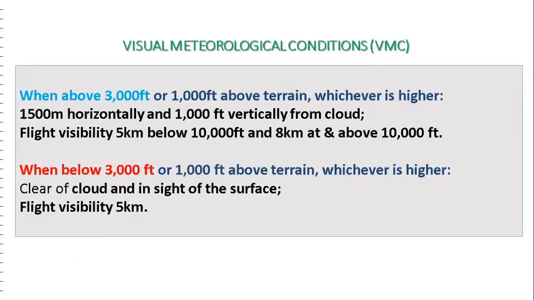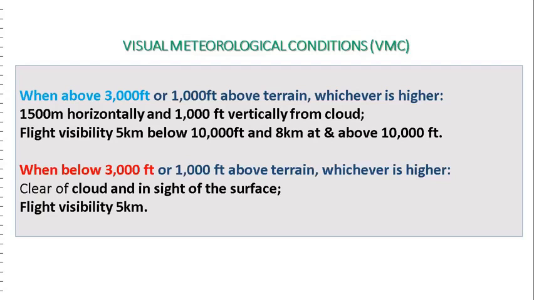So VMC conditions are, if the aircraft is above 3,000 feet or 1,000 feet above terrain, whichever is higher, 1,500 meters horizontally and 1,000 feet vertically from clouds. If we have to remember this, remember that all vertical separations are in feet only. So 1,500 meters horizontally away from the cloud, and 1,000 feet vertically from the cloud. And flight visibility 5 kilometers below 10,000 feet and 8 kilometers at and above 10,000 feet.